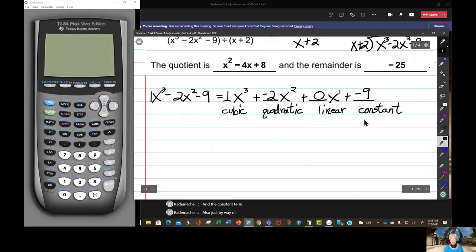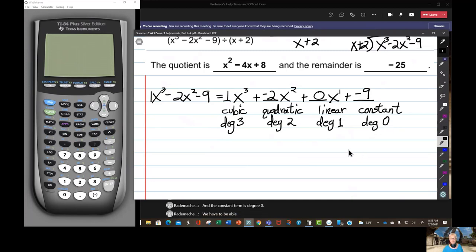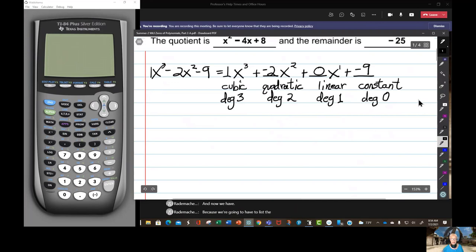Also, just by way of review, because it will help you, this is degree 3. The cubic term is degree 3. The quadratic term is degree 2. The linear term is degree 1. And the constant term is degree 0. We have to be able to account for all our degrees. 3, 2, 1, 0. And now, because we're going to have to list the coefficients, just like we did with matrices, remember that? I know you loved it. 1, negative 2, 0, and negative 9.